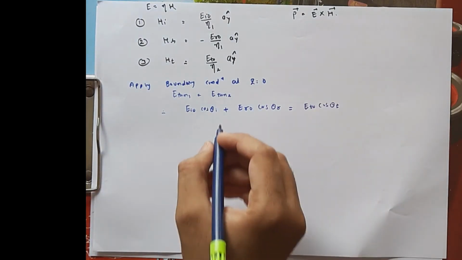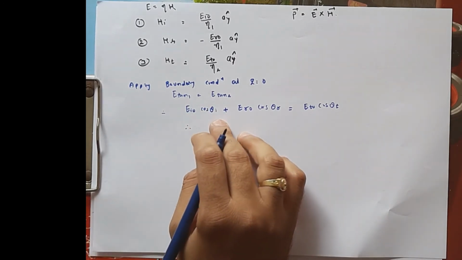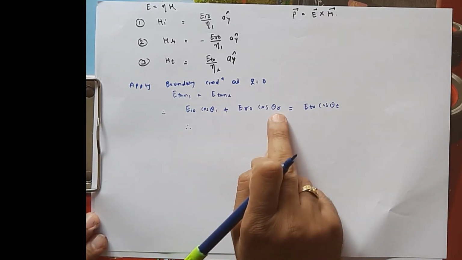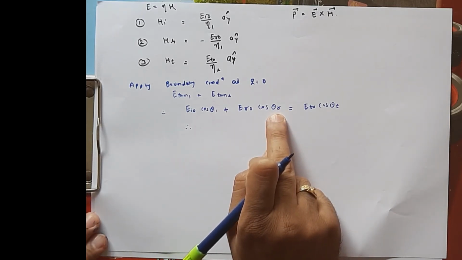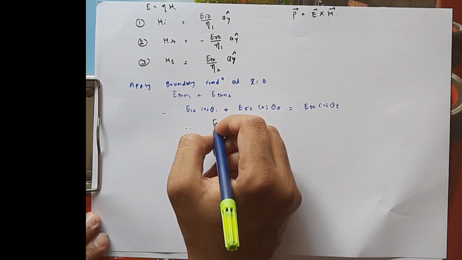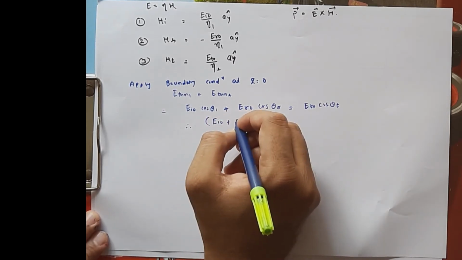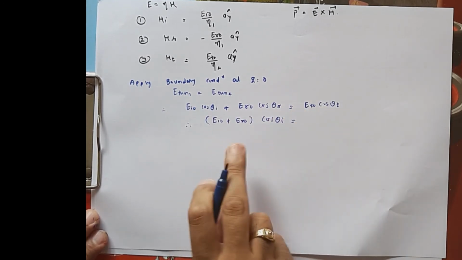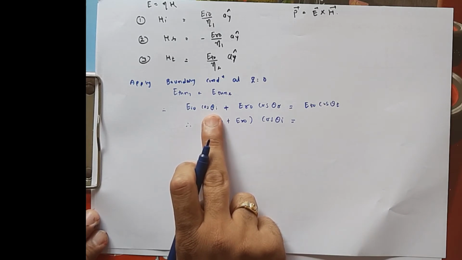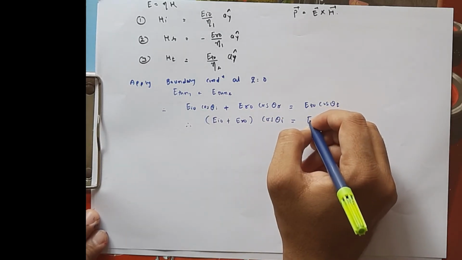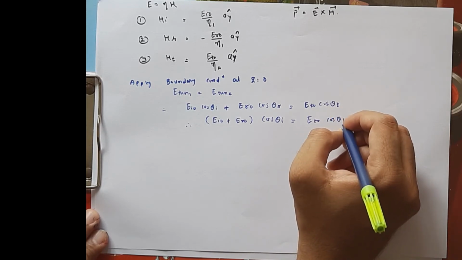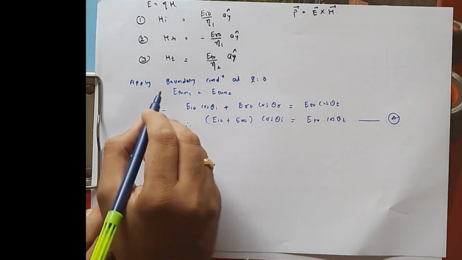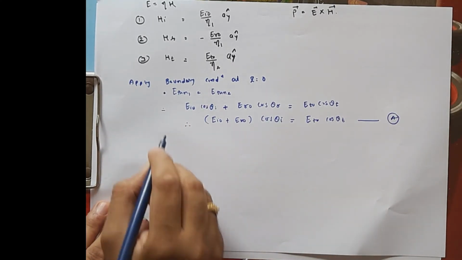Okay, so now I have to apply Snell's law. What does Snell's law say? That the incident angle is exactly equal to the reflected angle. So if I apply Snell's law, it is EIO plus ERO cos theta I. Why do I have to apply Snell's law? According to Snell's law, theta I is equal to theta R. So give it equation number A. Okay, so it is the first boundary condition for electric field.